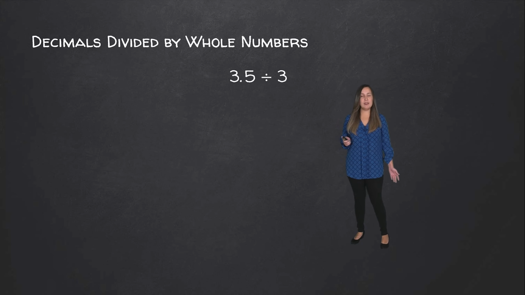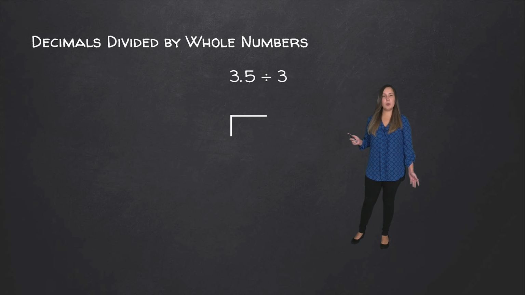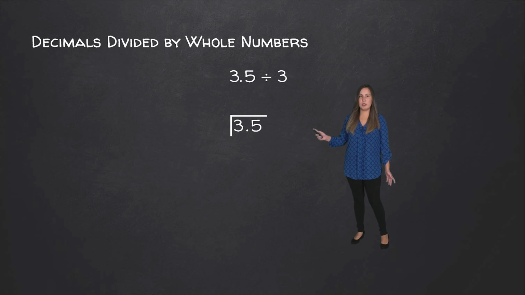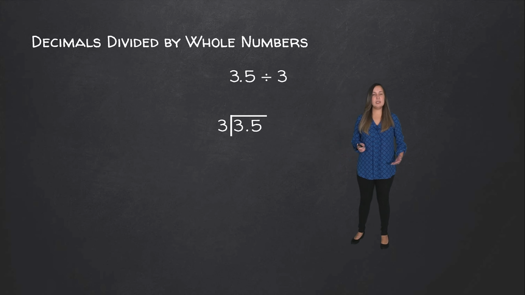And 3 5/10 is our dividend. So when we write out long division, that would go on the inside. And divided by 3, 3 is our divisor, so that would go on the outside. And then we divide normally.